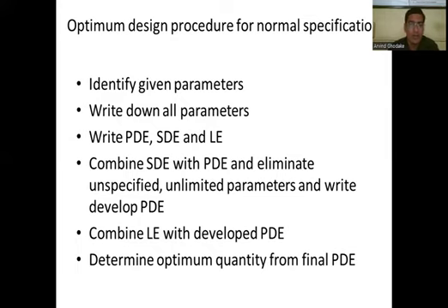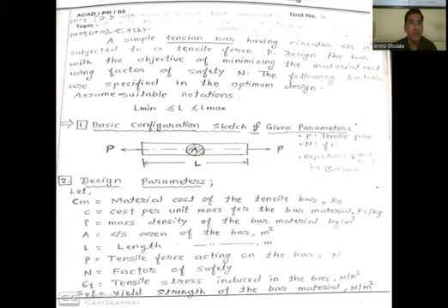Then combine the limit equation with the newly developed primary design equation. Then determine the optimum quantity from the final primary design equation. So in this way we can do the optimum design using Johnson's method of optimization. Now we will see one example here.